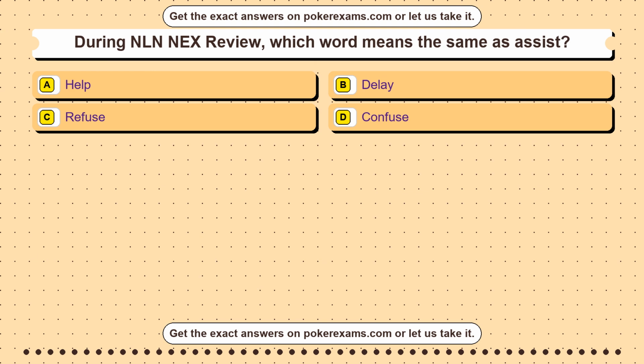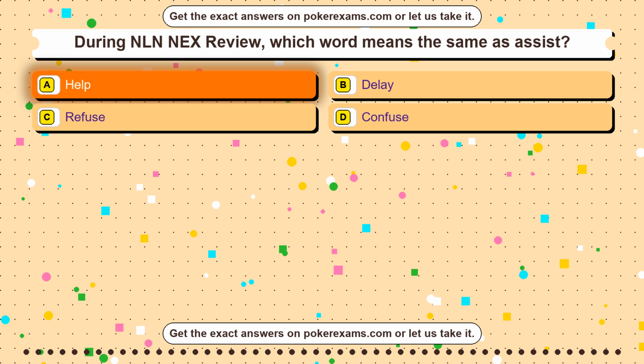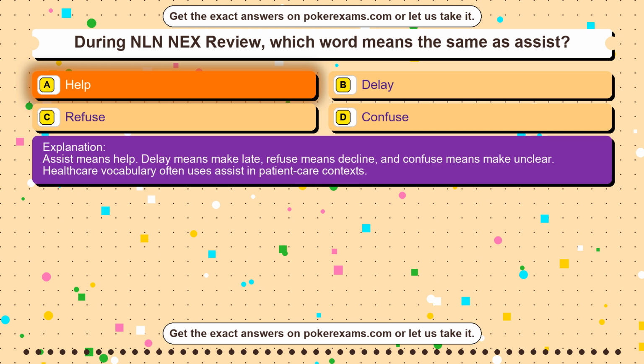Question 41. During the GED reading practice test, which detail best supports an inference in RLA? Option A, a quoted line from the passage. Option B, a personal guess. Option C, a longer answer choice. Option D, a familiar topic. The correct answer is option A. A quoted line from the passage. An inference should be grounded in a quoted or paraphrased passage detail. A personal guess may not match the text, and answer length does not prove accuracy. Familiarity with the topic cannot replace evidence.